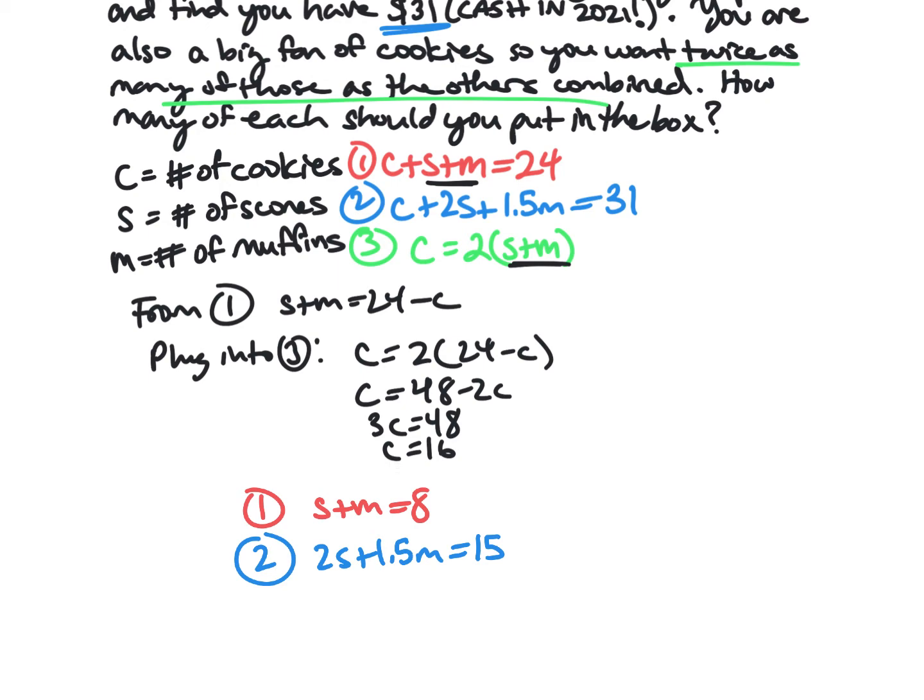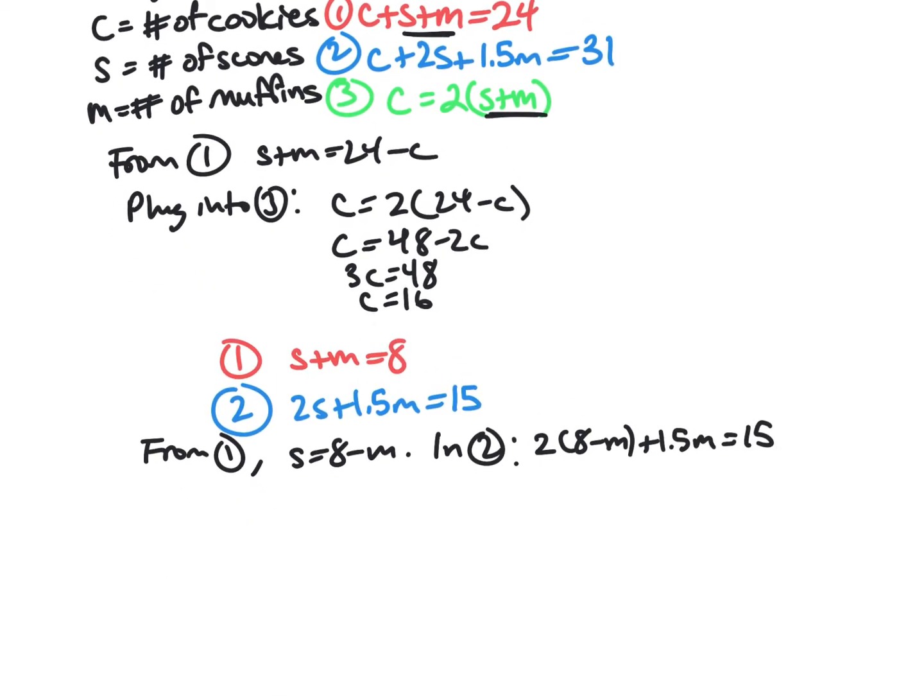And from here, again, you could substitute in some way, right? So from 1, whichever one is easier, probably S here. So S is 8 minus M. In 2 then, once we plug that in, we get 2 times 8 minus M plus 1.5 M is 15. Well, that's 16 minus 0.5 M, right? Minus 2 plus 1.5 is 15. Or 1 is 0.5 M. M is 2. And S then has to be 6. Right, and so we have exactly our 3 things.